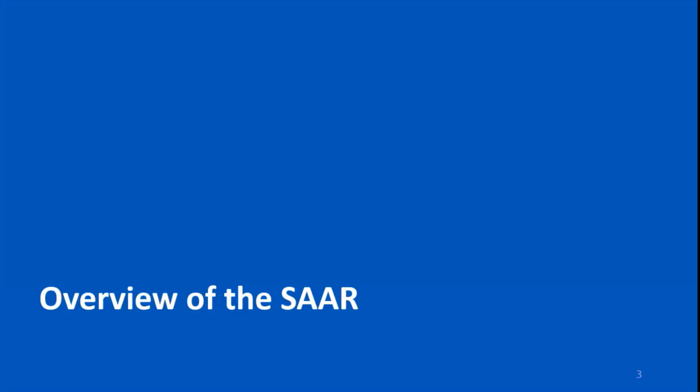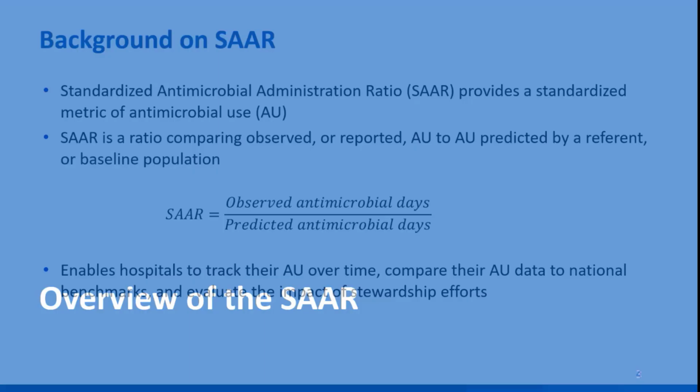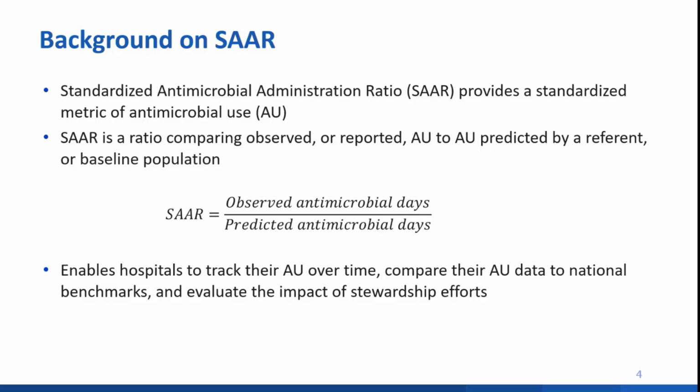Before we get into the NHSN AU option report and patient safety portal, we need to understand the foundation on which they're built, and that's the SAAR. If you aren't familiar with what the SAAR is, it is the Standardized Antimicrobial Administration Ratio, and it's a standardized metric of antimicrobial use, or AU, available to facilities reporting data into the NHSN AU option. It's a ratio comparing observed or reported antimicrobial use to antimicrobial use predicted by a referent or baseline population. And it's calculated by dividing observed antimicrobial days by predicted antimicrobial days.